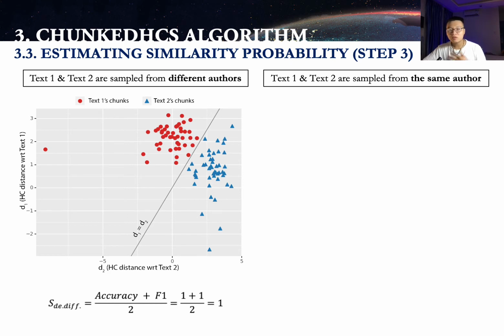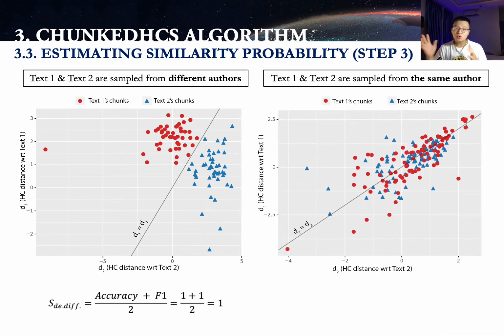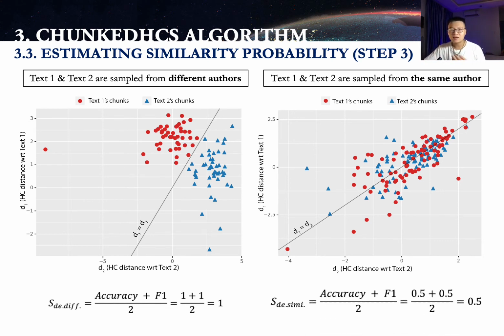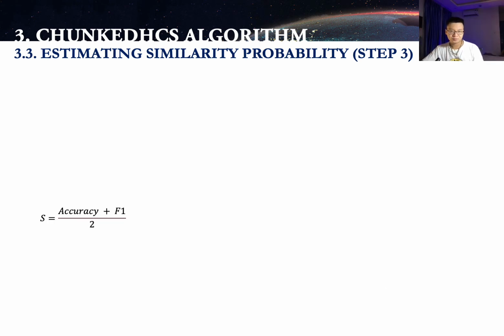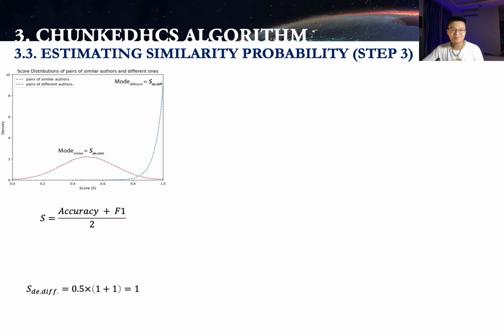The other extreme scenario is that text 1 and text 2 are sampled from the same author, and then all of the individual chunks are mixed up together. In this case, the accuracy and F1 are both 0.5, so the S score indicating similarity is also 0.5. Now we have the S score: it's the average of accuracy and F1, and we can plot it into a graph like this, with the two extreme scenarios, one being difference and one being similarity.